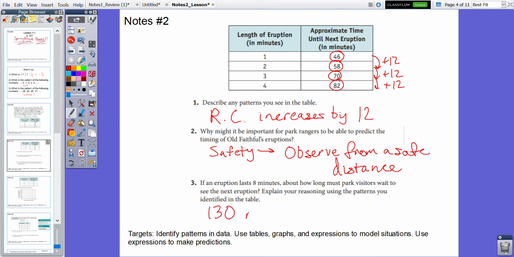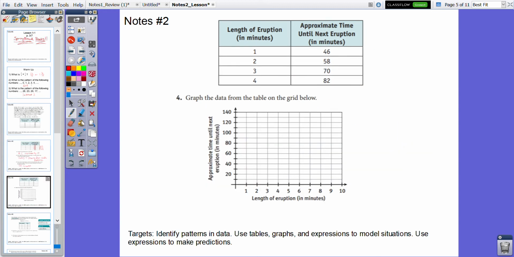So 130 minutes. Okay, and I'll show you how we get there. Okay, in the next few slides. So looking at the next part right here, number 4. It says graph the data from the table on the grid below.